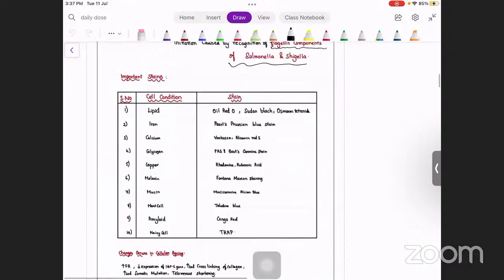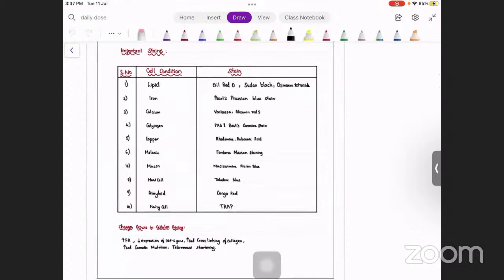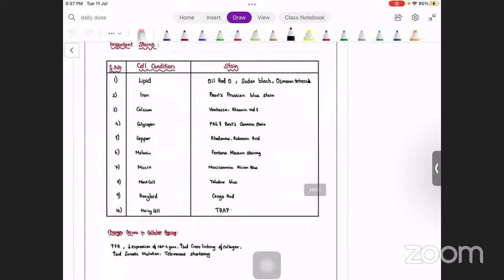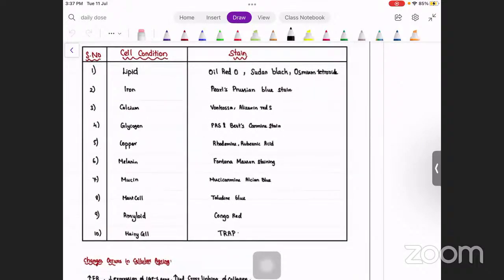Now here is a table where you see the important stains, and a few of them have been asked in FMGE. There is nothing else, just a mugging up part. So it is up to you whether you have to remember it or not. If you want to score 1 mark from cell injury and do not want to miss it, then you have to read that too.